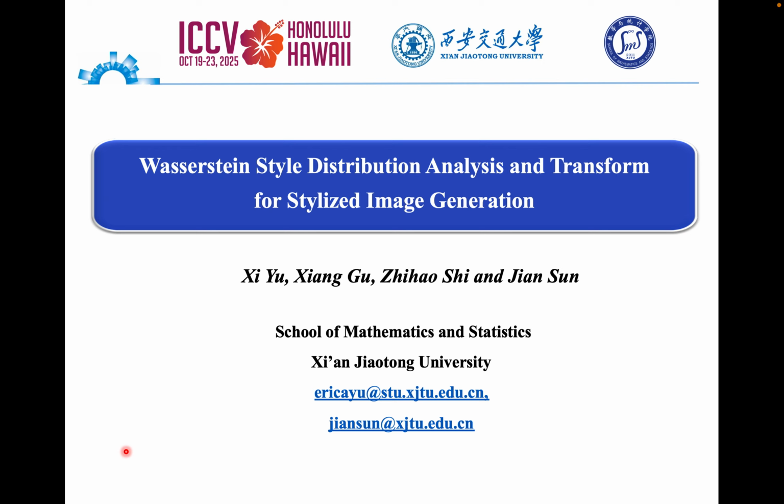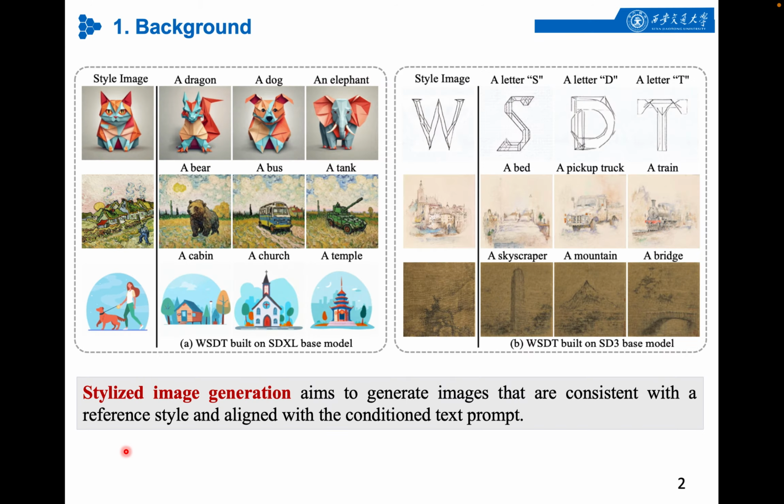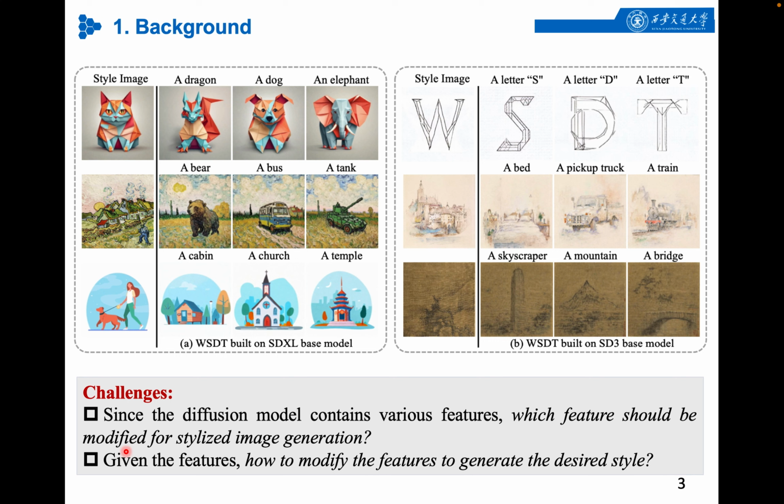Today I will introduce our work named Wasserstein Style Distribution Analysis and Transform for Stylized Image Generation. I will introduce the background firstly. Stylized image generation aims to generate images that are consistent with the reference style and align with the conditional text property. Recent optimization-free methods control the stylized image generation process by modifying the internal features of the UNet.